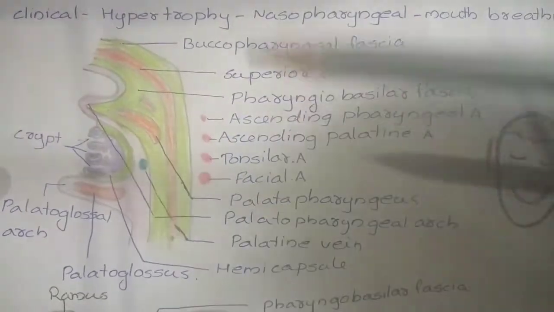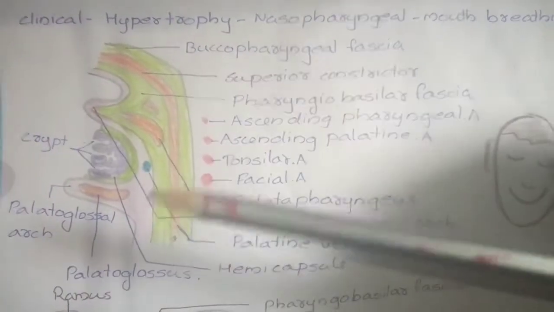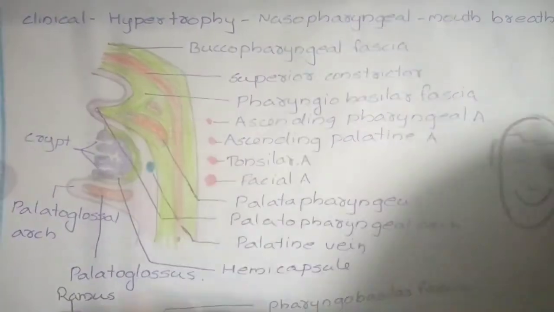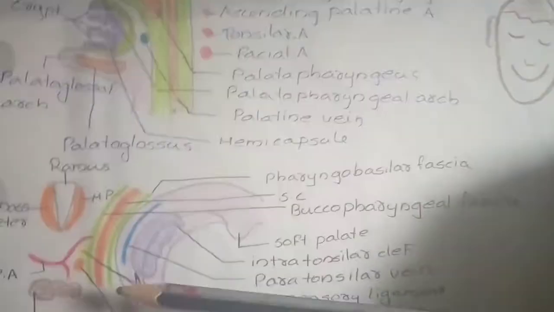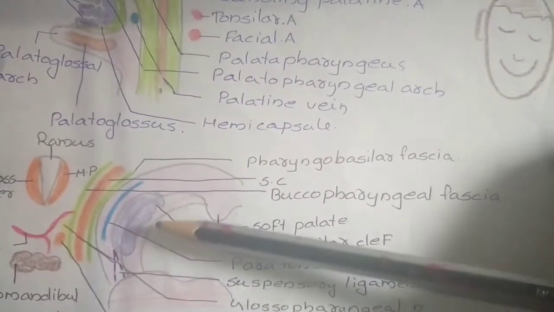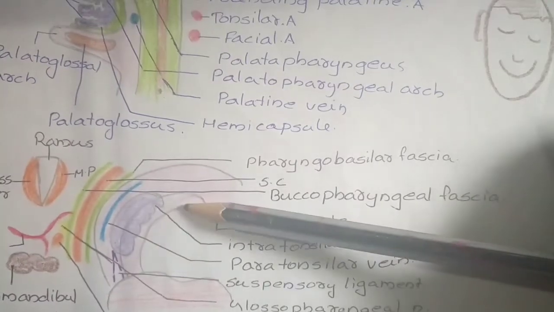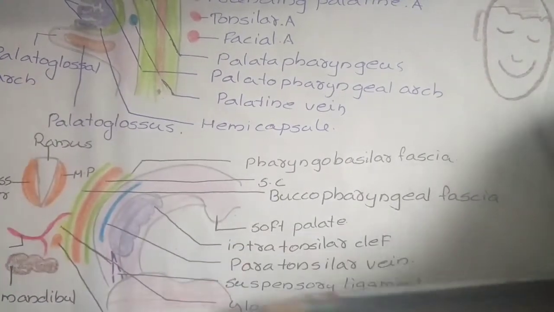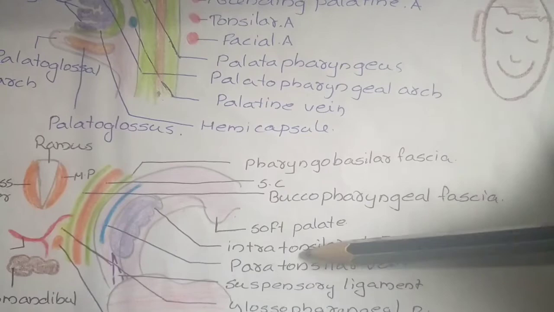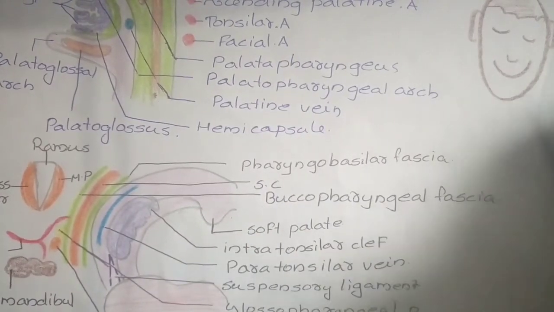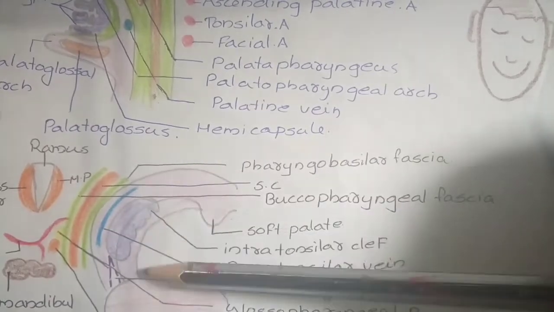Now the medial side. The medial side is covered by stratified squamous epithelium. Here we can see the stratified squamous epithelium. Here also we can see the stratified squamous epithelium, and it is related to the mouth. And the largest crypt present, which we can also call a cleft, is known as the intratonsillar cleft. So that is related to the medial side.